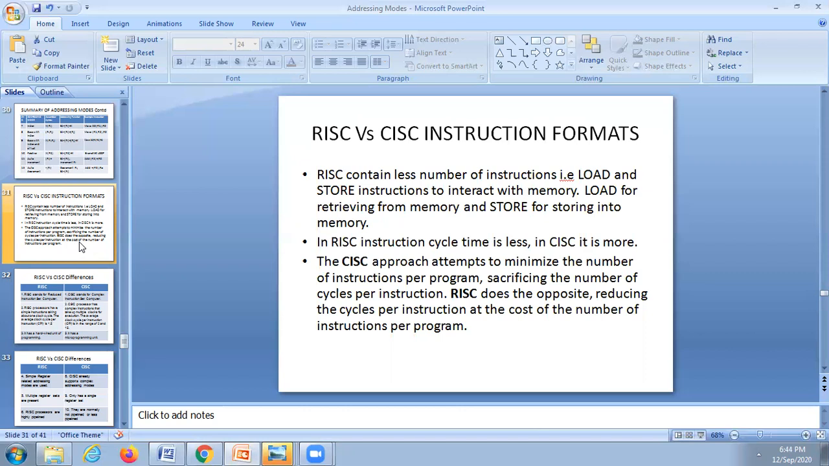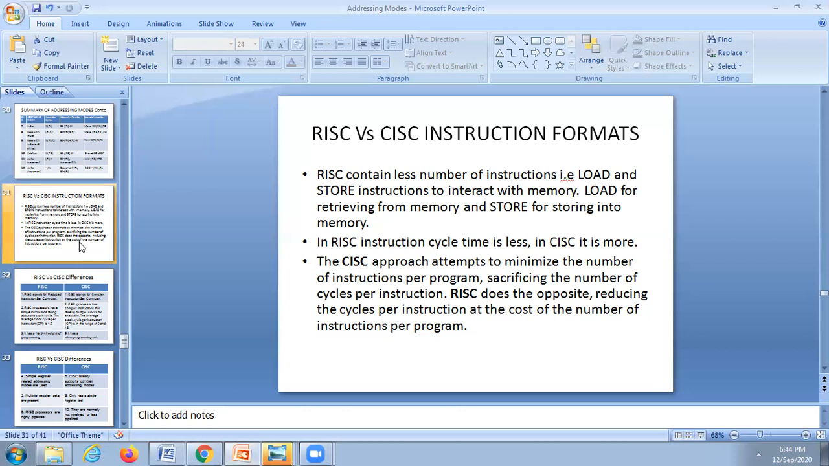In the case of a RISC processor, we are going to use only two instructions for referencing the memory, for accessing the memory. Only load and store. Only load and store are the two instructions used to access the memory. Load means getting the data from memory. Storing means to store the data onto the memory. Only two instructions are used in most of the RISC processors to access the memory.